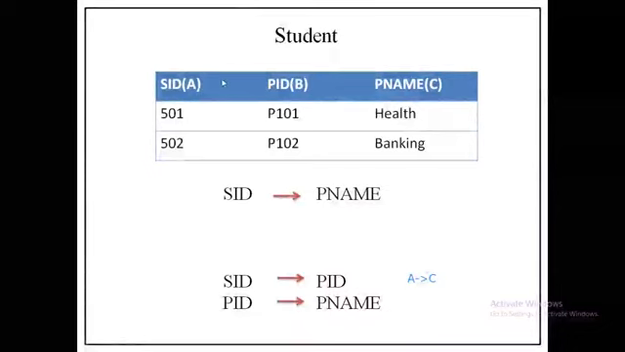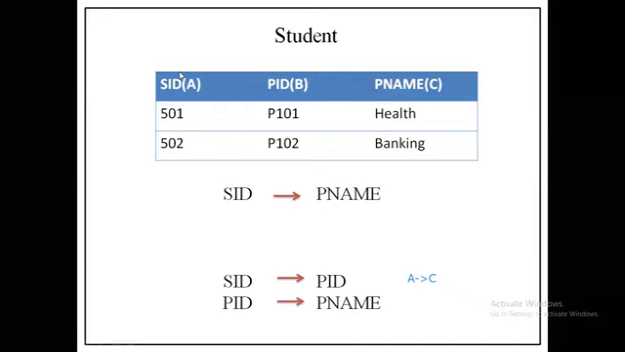Take a student table. In this relation, I have three attributes: SID as A, project ID as B, and project name as C. Now I want to retrieve the project name. In that case, we should provide the project ID, and only then are you able to retrieve the project name. So project name depends on project ID. Again, project ID depends on student ID.